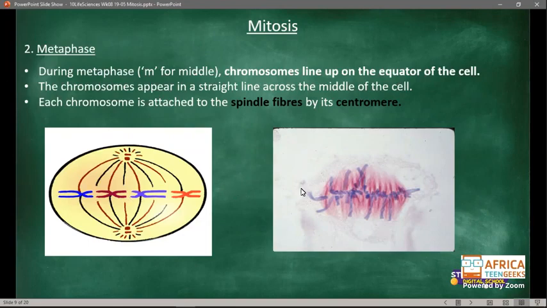So this phase is the same for both plant and animal cells. As you can see in plant cells, they are also lining up in the middle of the cell, and the spindle fibers, which are connected to the cytoplasm, then attach to the centromere of the chromosomes, which are lined up on the equator of the cell. So remember, first letter M from metaphase: M for middle.